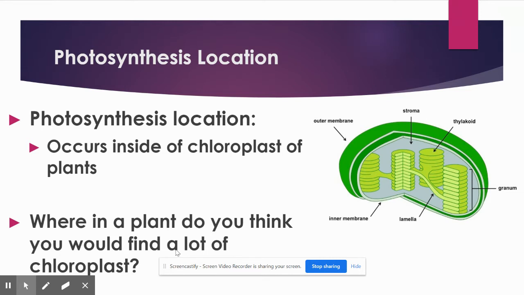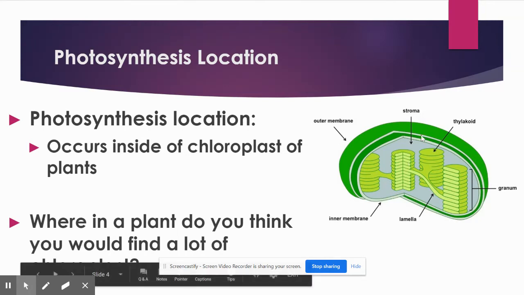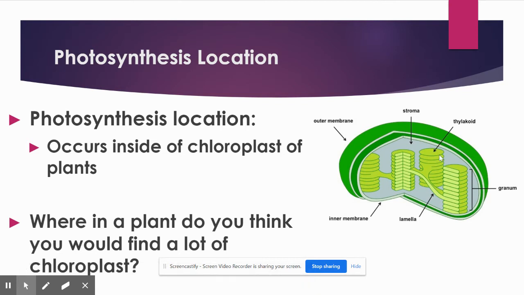It's got an outer membrane and an inner membrane. The fluid space within that chloroplast is called the stroma. That's at the top there. You see the arrow pointing down to that space inside. And the discs are like the solar panels that capture light. One disc is called a thylakoid, and a stack of discs is called a granum.